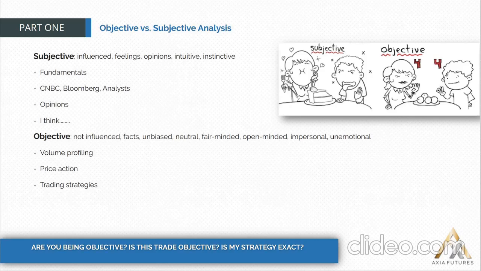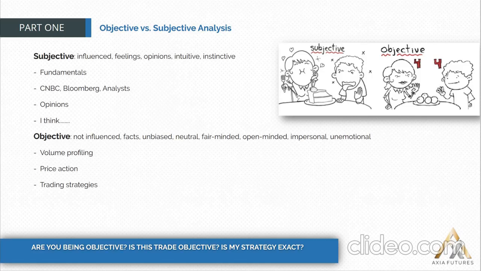So, where does objectivity come from? Well, we can get objectivity from volume market profiling. We can get objectivity from price action. In other words, what we're physically seeing prices do. We can get objectivity from various trading strategies. If we have a trading strategy where we have exact execution, there's no ifs and buts. There's A and B.